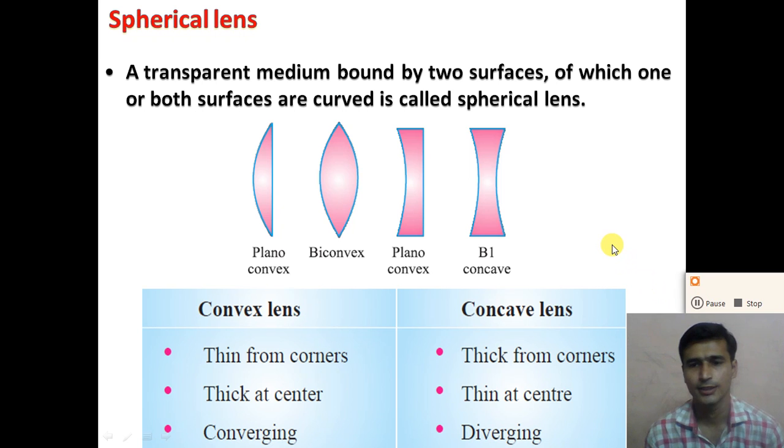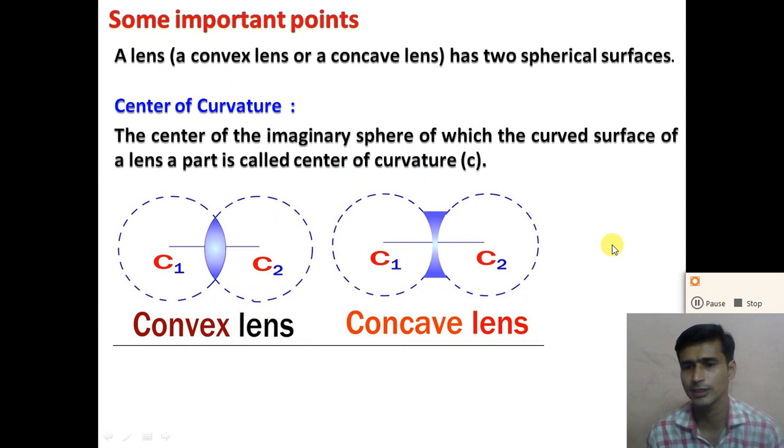So dear student, now we will discuss some important definitions regarding a spherical lens. These definitions are true for both spherical lenses, the convex lens as well as the concave lens. We know that a concave lens or a convex lens has two spherical surfaces, right? Both types of lens have two spherical surfaces.